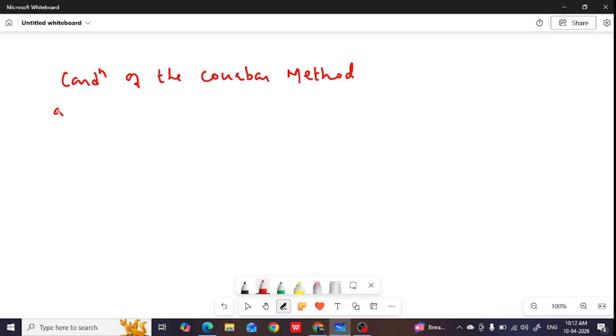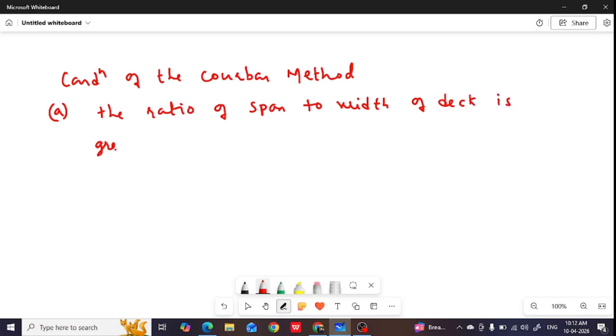Number one is A. The ratio of span to width of deck is greater than 2 but less than 4.